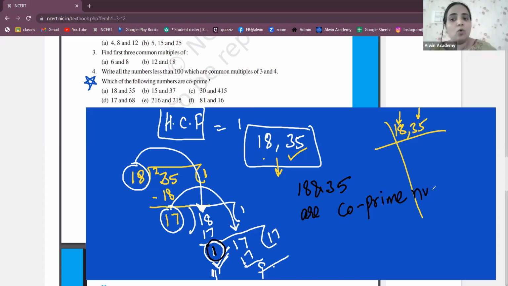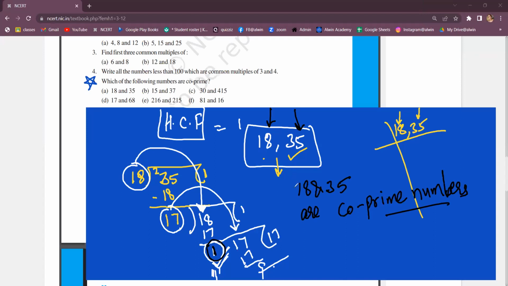Remember, beta, co-prime numbers are not necessarily prime numbers. Look here, 18 and 35, they are not prime numbers. None of these are prime numbers, beta ji. Yet they are co-prime. That means they are prime to each other. That means they have got no common factor. Got it or not?